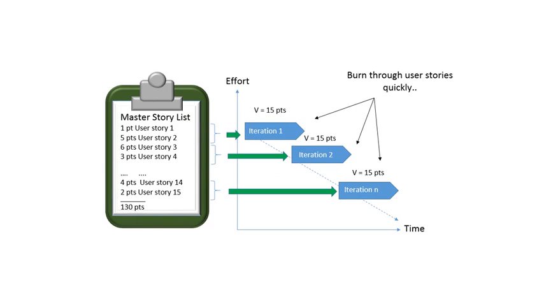Here, the total effort required is 130 story points. The team velocity, that is the amount of work that can be accomplished by a team in an iteration or sprint, is 15 story points. The Burndown chart helps depict how quickly the team is burning through the user stories. Now let's see what information we can get from a Burndown chart.